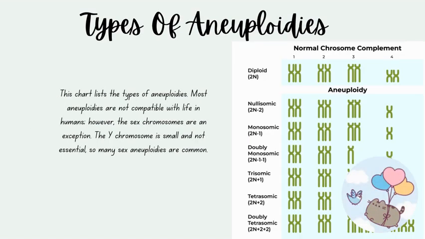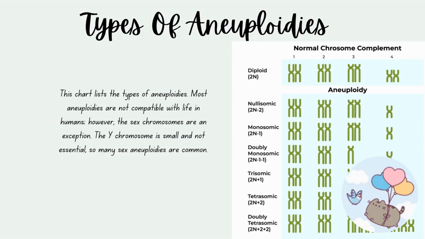This chart lists the types of aneuploidies. Most aneuploidies are not compatible with life in humans. However, the sex chromosomes are an exception because the Y chromosome is small and not essential. So many sex aneuploidies are common for this reason.